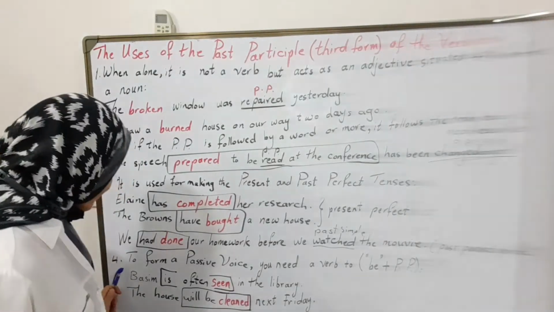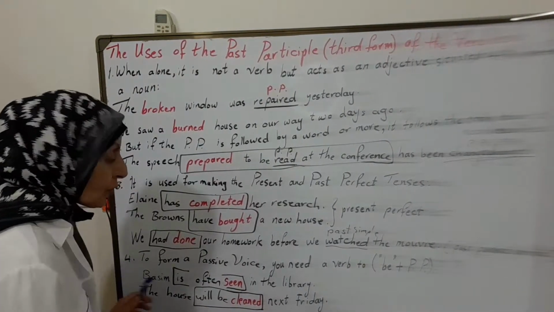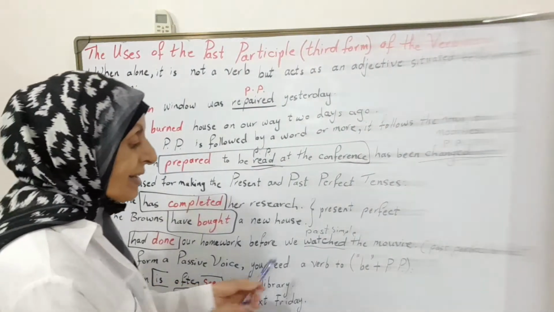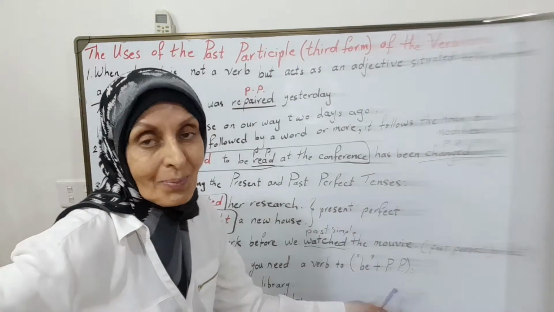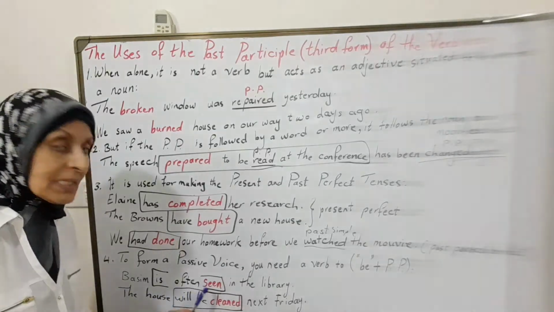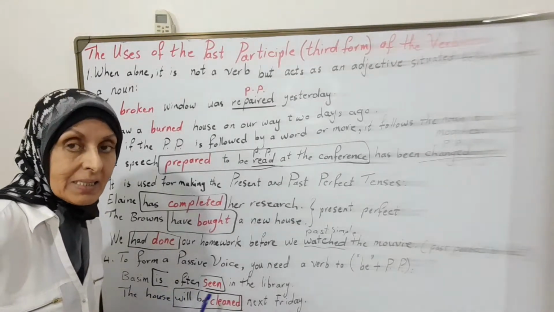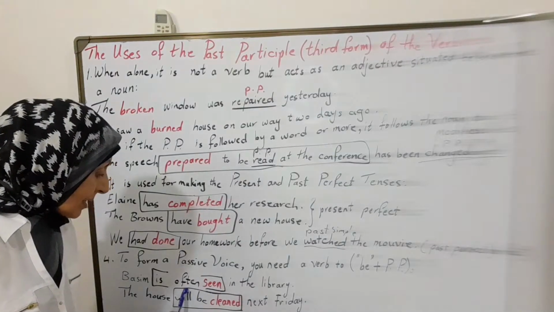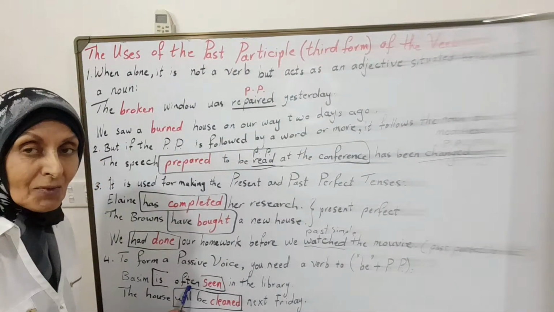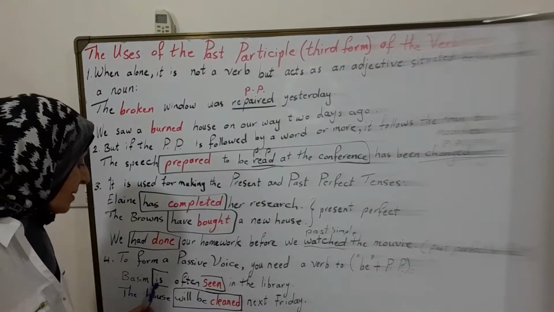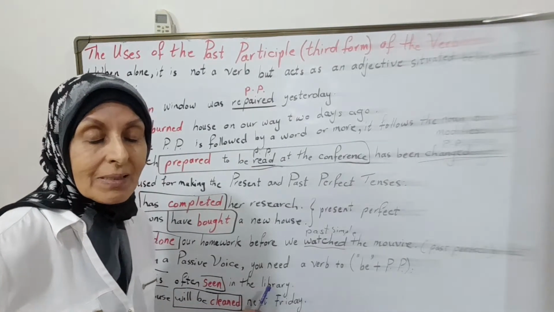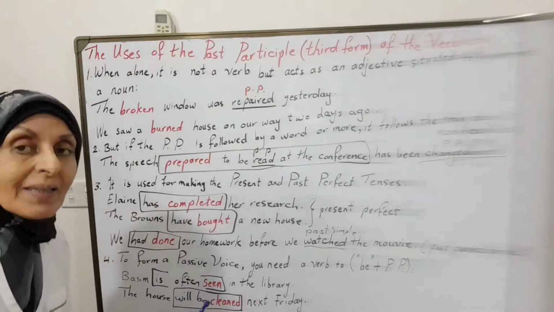Number 4, to form a passive voice. Okay, to form a passive voice, you need a verb to be plus past participle. Like, Basim is often seen. The verb is seen, and there is an adverb between the two parts of the verb. This is just an adverb of time. Basim is often seen in the library. He's a bookworm. He's a good reader. He's always seen in the library.